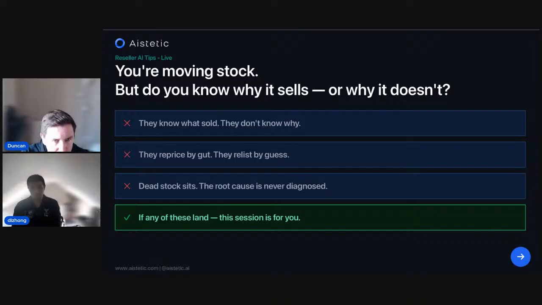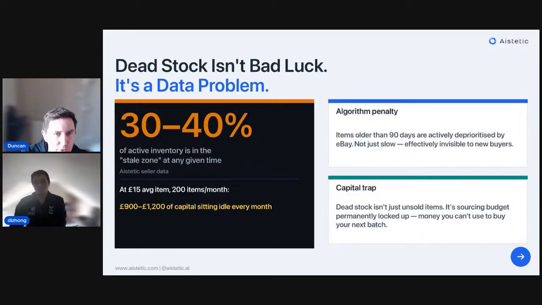Most resellers I talk to know exactly what they sold last week. That's not a problem in the sense of items. The problem is knowing why. Why does stuff sell? Why are items not selling? One of the challenges linked to that is pricing and listing and relisting, and a lot of that is guesswork. The result is you've got dead stock sitting there, with the root cause of why it sold or didn't sell never diagnosed. So if any of these land, this session is absolutely for you.